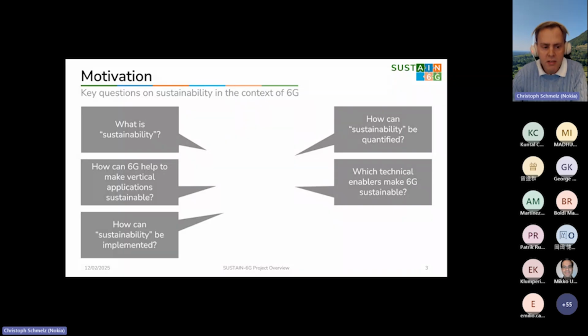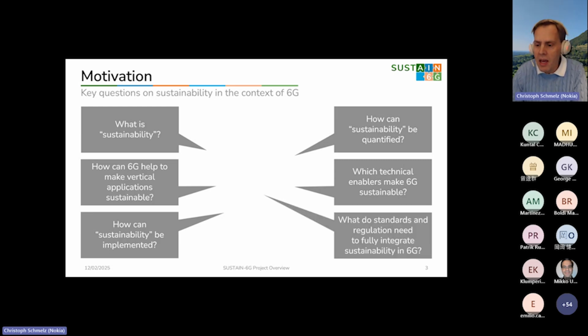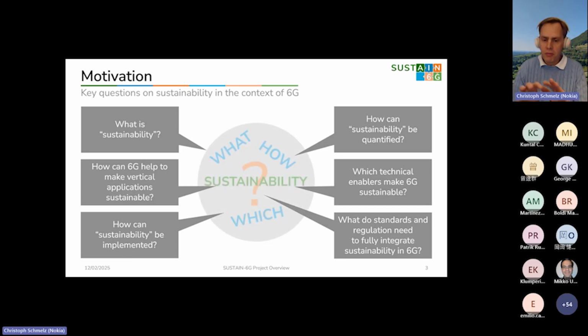And in the end, for sure, when it comes to the implementation of 6G, or at least recommendations and guidelines, how can sustainability be implemented? What do standards need to do, but also what does regulation, or maybe even in the context of policies, you could even say politics, need to do to fully integrate sustainability in 6G? This is the baseline set of questions around sustainability in the context of 6G, which built the starting point for our project.